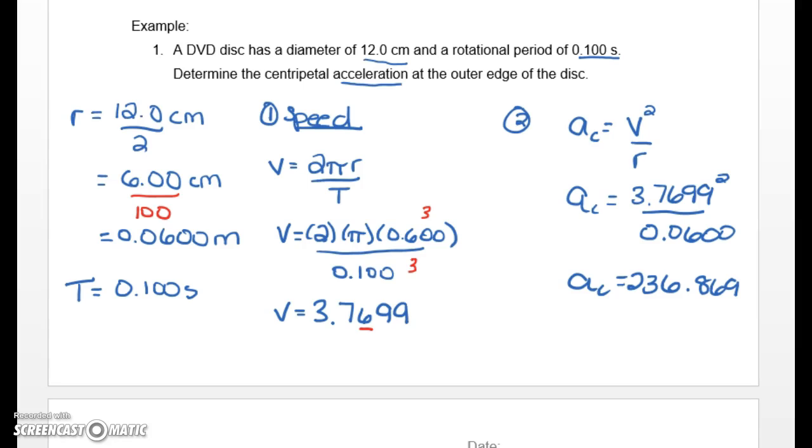And as always, we have to worry about our sig figs here. This rotational speed here had 3 sig figs. Our radius had 3 sig figs, so our answer is also going to have 3 sig figs. So your centripetal acceleration is equal to 237. And in terms of our units here, we're working with meters and seconds, so our acceleration is going to be meters per second squared.